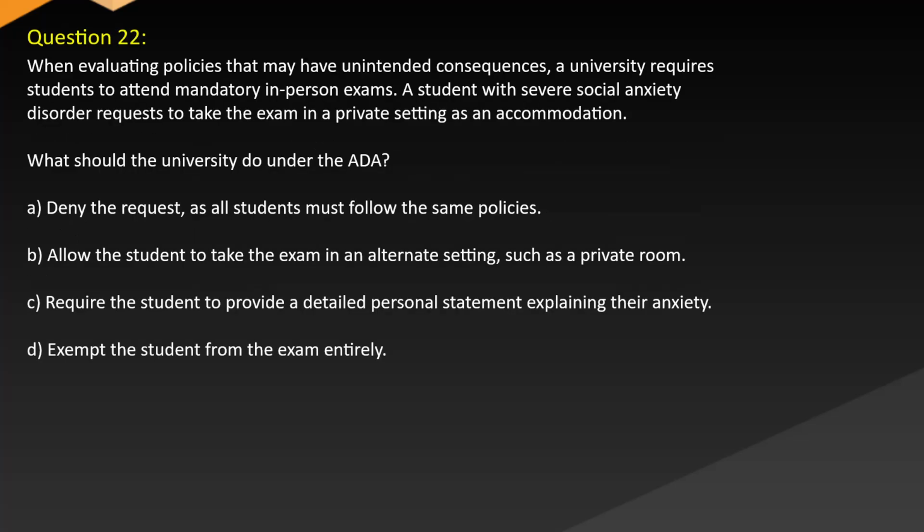Question 22. When evaluating policies that may have unintended consequences, a university requires students to attend mandatory in-person exams. A student with severe social anxiety disorder requests to take the exam in a private setting as an accommodation. What should the university do under the ADA? A. Deny the request, as all students must follow the same policies. B. Allow the student to take the exam in an alternate setting, such as a private room. C. Require the student to provide a detailed personal statement explaining their anxiety. D. Exempt the student from the exam entirely.